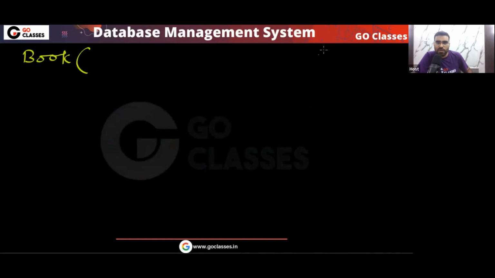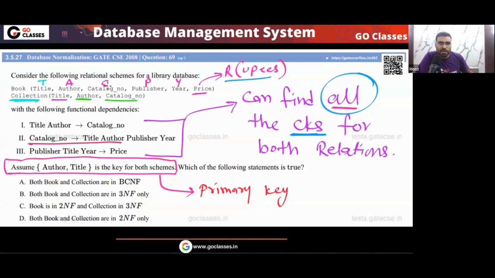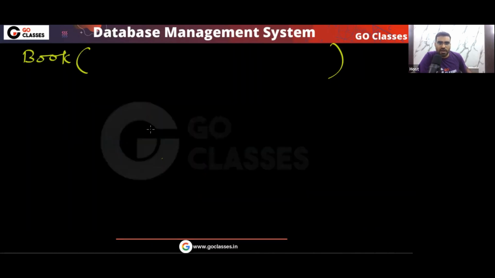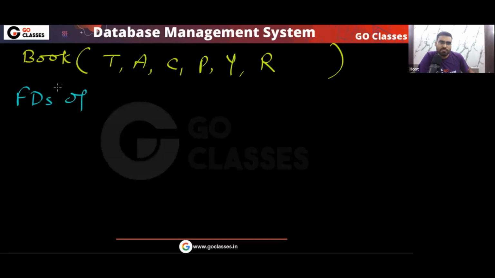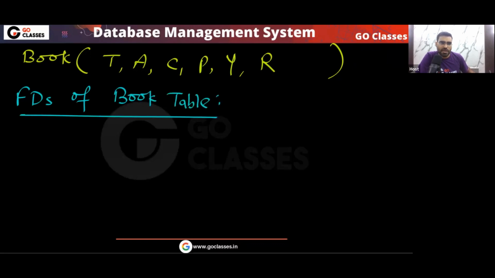Now let's see about the book table. What are the attributes in the book table? We have T, A, C, P, Y, R. So these are the attributes. Now you tell me, what are the candidate keys? What are the functional dependencies holding in the book table? What are the FDs of the book table?